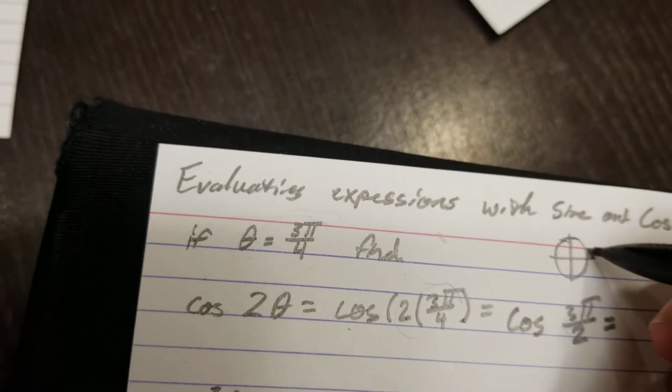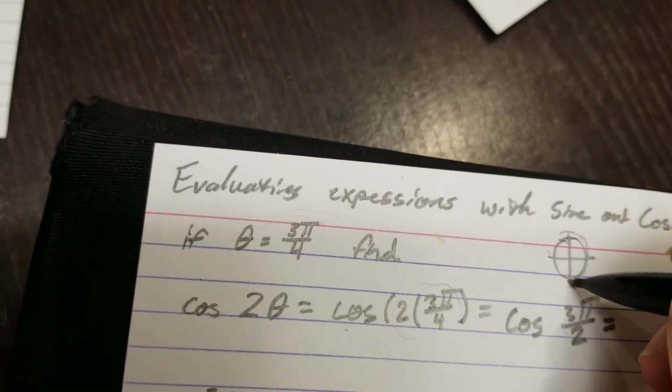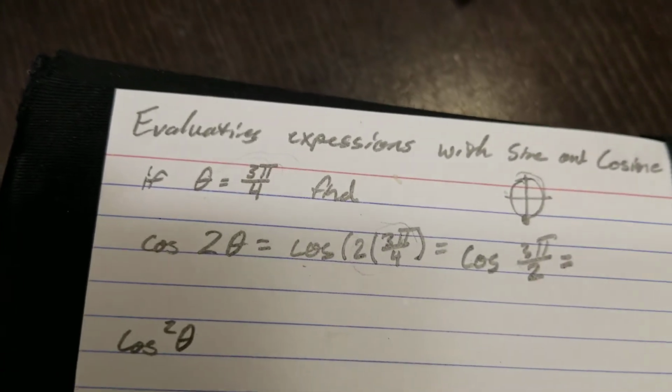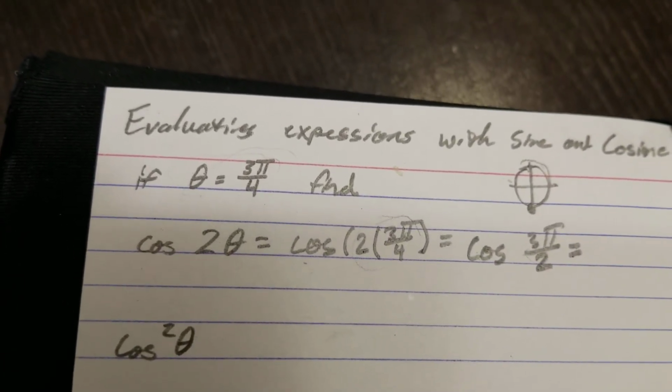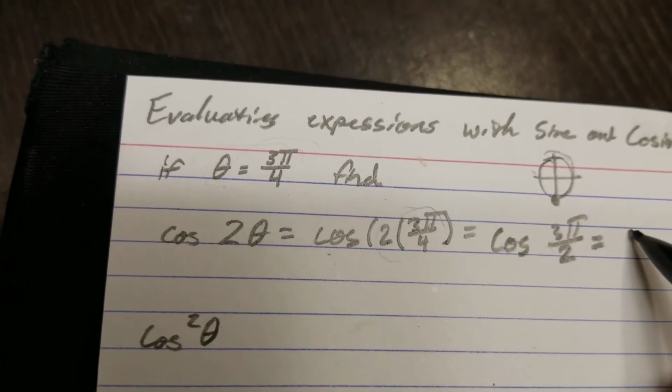And 3 pi over 2, this is 1, 2, 3 halves is right there. And cosine is your x value. So your x value here is 0.